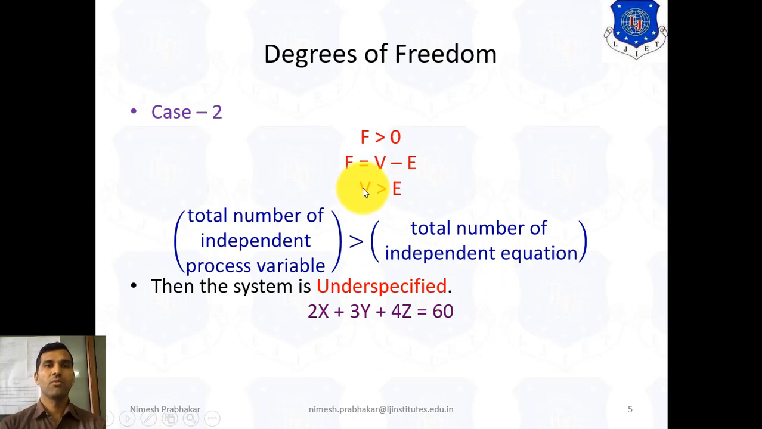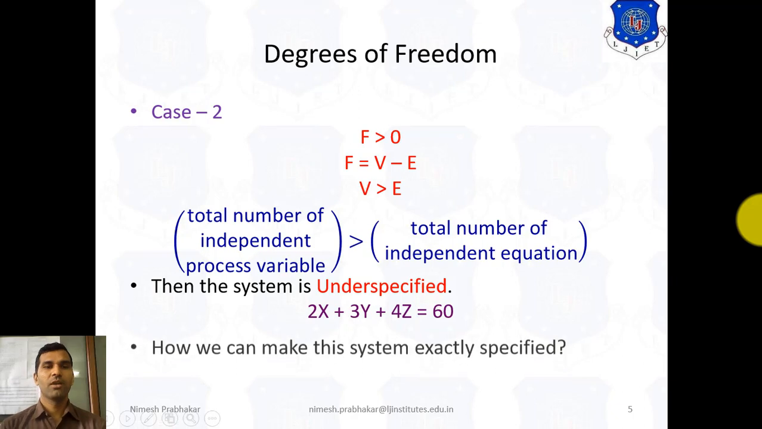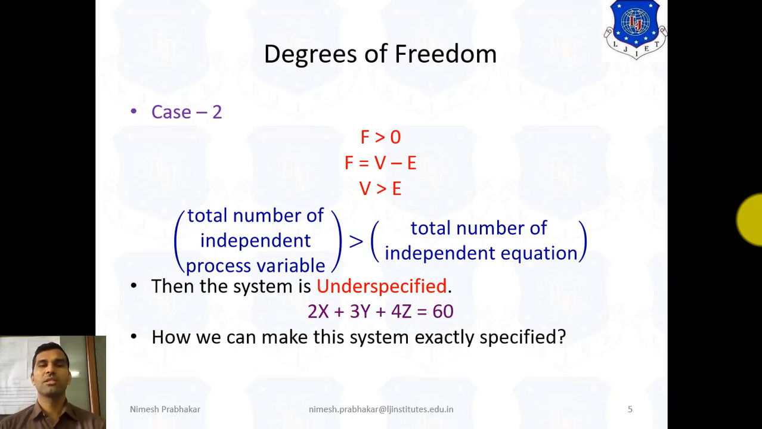So here v is greater than e, because v equals 3 and e equals 1 only. So we cannot find the solution of this equation. If we have more equations, then we can find the solution of this system. So the question arises in mind: how can we make this system exactly specified?